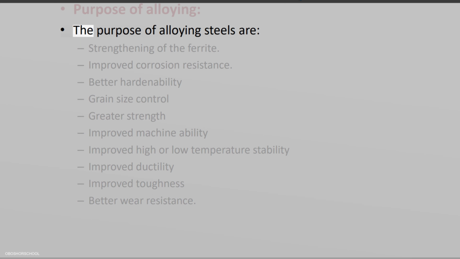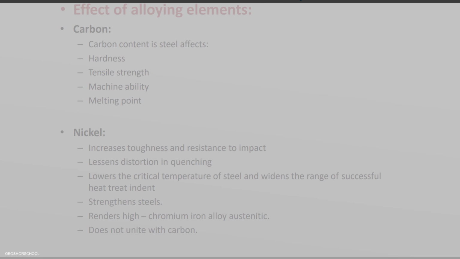Purpose of alloying. The purposes of alloying steels are strengthening of the ferrite, improved corrosion resistance, better hardenability, grain size control, greater strength, improved machinability, improved high or low temperature stability, improved ductility, improved toughness, better wear resistance. Effect of alloying elements. Carbon content in steel affects hardness, tensile strength, machinability, melting point.